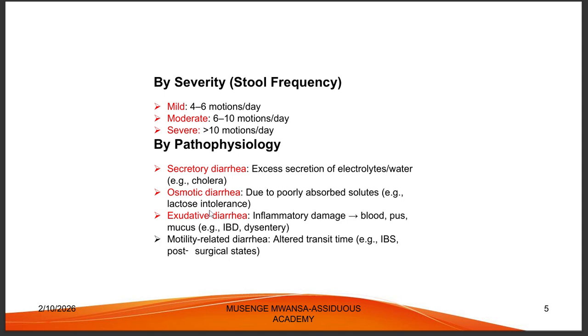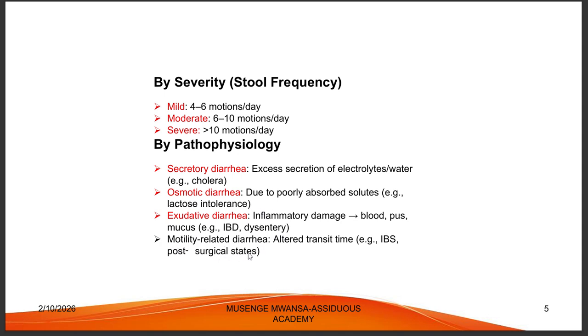You also have osmotic diarrhea, which is because of poorly absorbed solutes. For example, lactose that can't be absorbed starts to pull water from the cells into the lumen of the GIT, causing diarrhea. You have exudative diarrhea, which is basically inflammatory damage. Sometimes we call this invasive diarrhea because there's damage to the wall of the GIT, the epithelium. So there's going to be blood, pus, and mucus. For example, what happens in inflammatory bowel disease, ulcerative colitis, Crohn's disease, and also in dysentery.